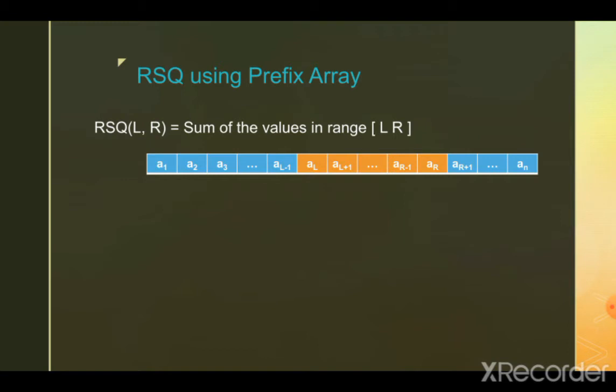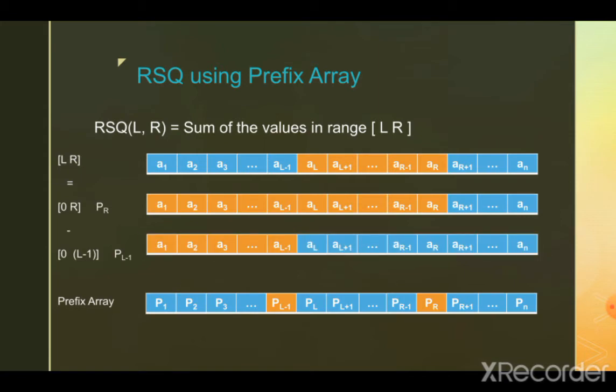So let's consider an array a1, a2, a3 up to an, and let's say in that al is an element corresponding to position L and ar is an element corresponding to position R, and R is greater than or equal to L. So the entire range is highlighted here. So this sum we want to determine.